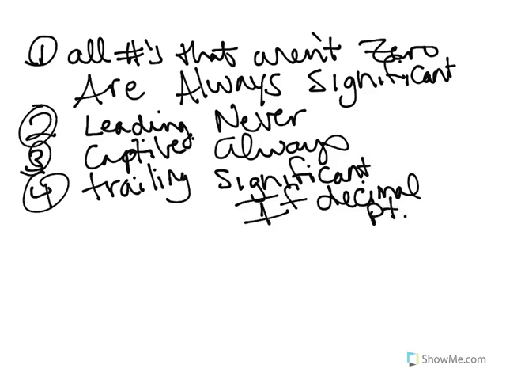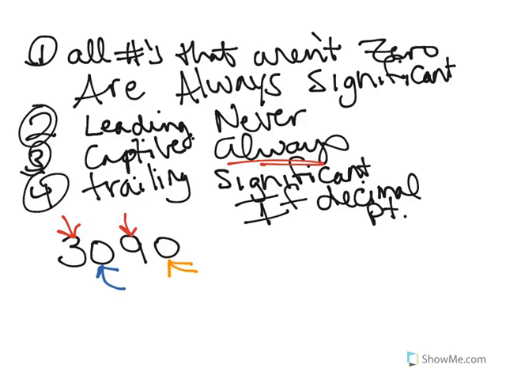So let's take a look at a couple of numbers. 3090. There are two types of zeros in this number. There is a captive zero, or a zero that is sandwiched between two numbers that aren't zero, the 3 and the 9. Captive zeros are always significant. There is also a trailing zero. Trailing zeros trail at the end of a number. These guys are significant if there's a decimal point. There is no decimal point in this number.